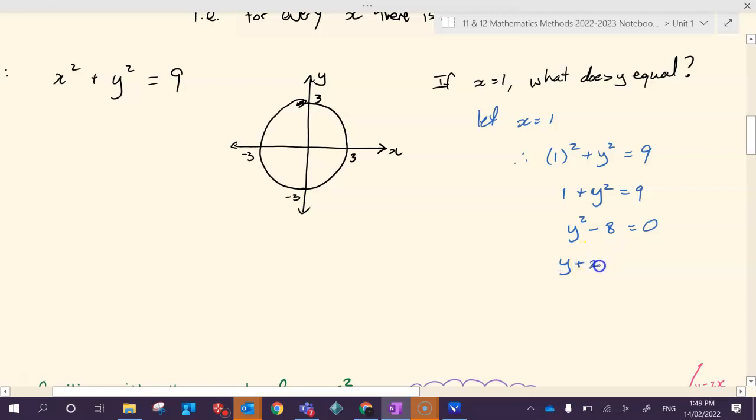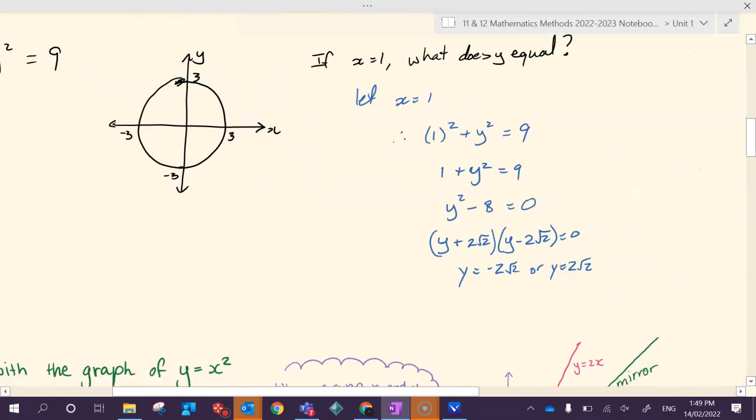The square root of 8 is 2 root 2. I'm going to assume, I'll just tell you that now. You can go through the proof of it if you need to remind yourself. And we've got y equals negative 2 root 2 or y equals 2 root 2. If you only had the positive 2 root 2, I'm assuming it went like this. Which is dangerous.